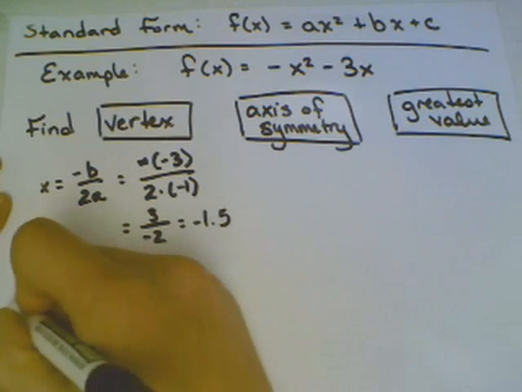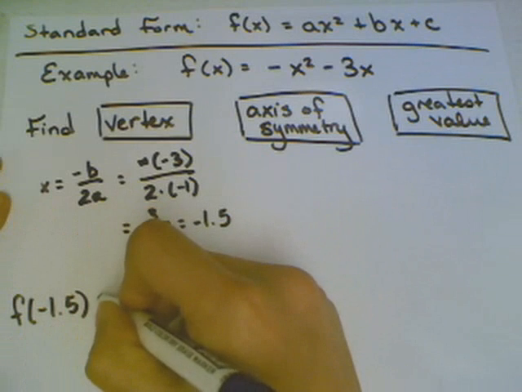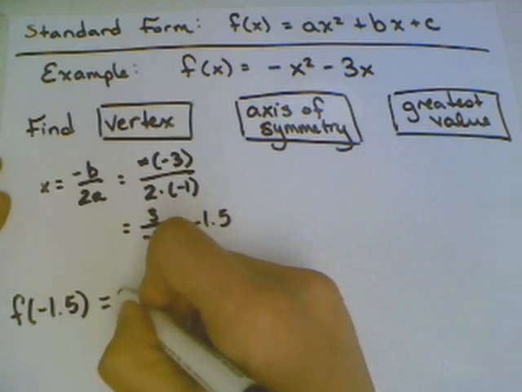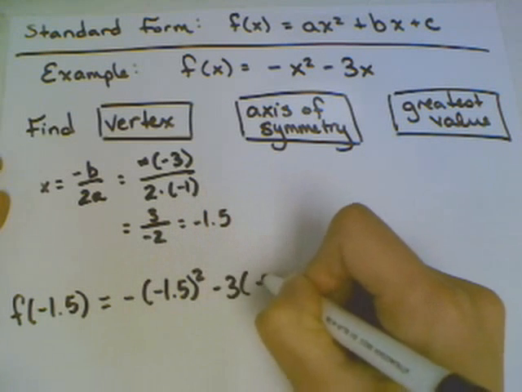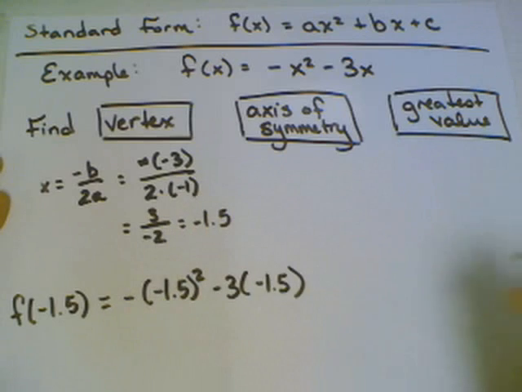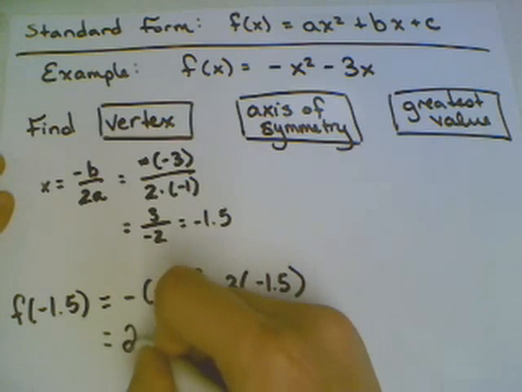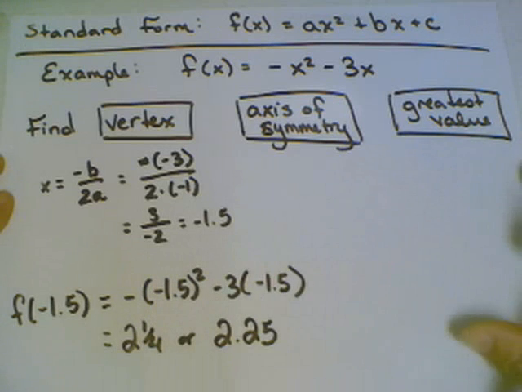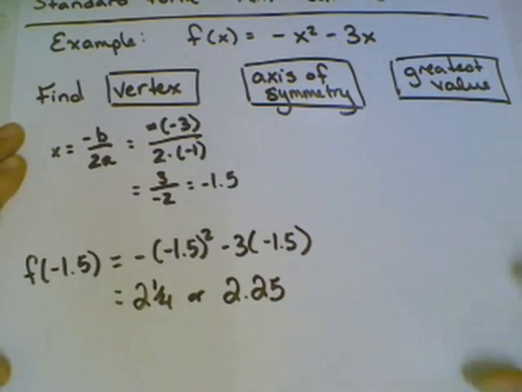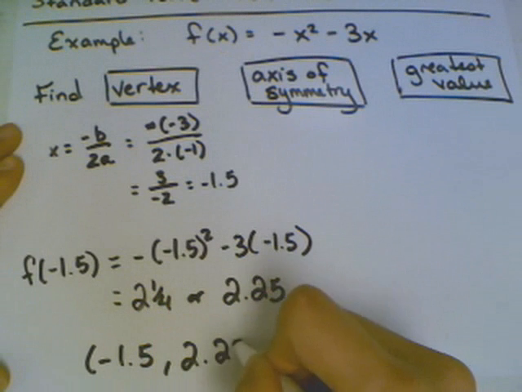To figure out the y-coordinate, I plug it into the function. So I want to know what f of negative 1.5 is. So it will be negative 1.5 squared minus 3 times negative 1.5. When you work out all that math, it becomes 2 1/4, or 2.25, depending how your calculator handles fractions or decimals. So that means the vertex of this parabola is at the point negative 1.5, 2.25.